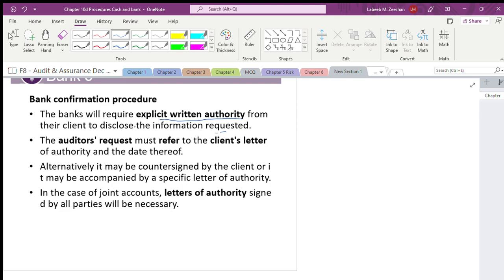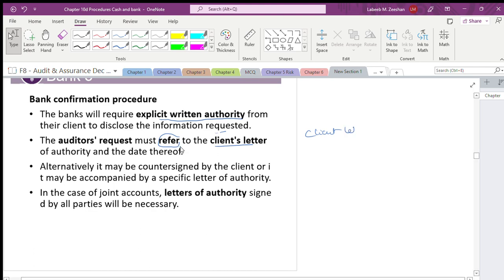The auditor's request must refer to the client letter. You have to give the reference. When the auditor is writing a letter to the bank, the auditor has to give the reference of the client letter. Now you can see the things. First, what happens?